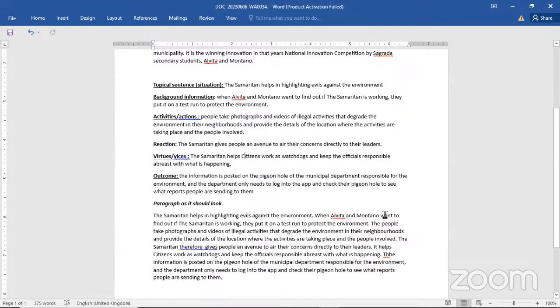When Alvita and Montano want to find out if the Samaritan is working, they put it on a test run to protect the environment. People take photographs and videos of illegal activities that degrade the environment in their neighborhoods and provide the details of the location where the activities are taking place and the people involved. The Samaritan, therefore, gives people an avenue to air their concerns directly to their leaders. It helps citizens work as watchdogs and keep the officials responsible abreast with what is happening.